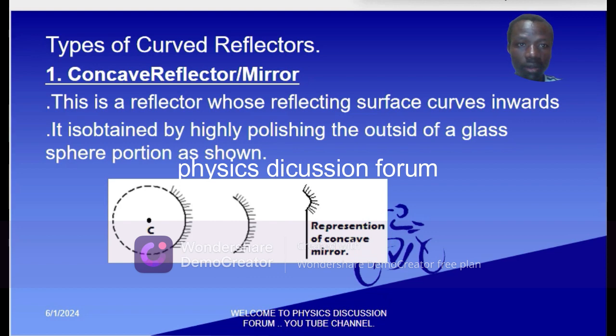Now the first one. We have the concave reflector, or what we call the concave mirror. It is a reflector whose reflecting surface curves inwards, as shown here where the cursor is. It is obtained by highly polishing the outside of the glass. So the outside is polished as shown. In graphical representation, this is how we draw it. This is how we represent a concave mirror in a graph.